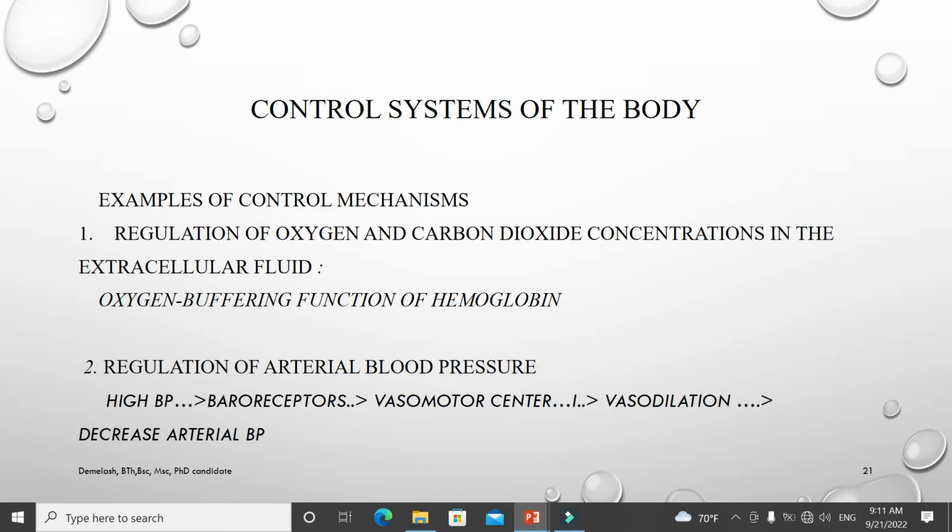So the control systems of the body are extracellular.